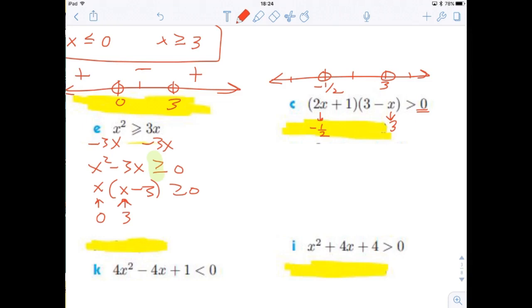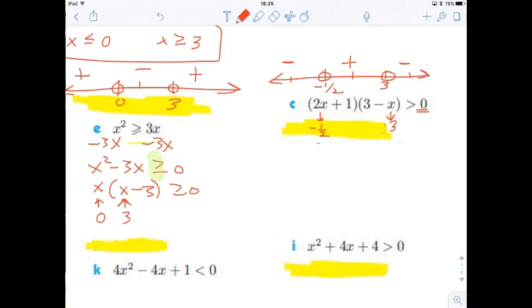So we'll put in a big negative number like negative 100. That'll give us a big negative number times a big positive number because it's minus x. So we'll have a negative number times a positive number. That's a negative, so this part will be negative. Then if we put in 0, which is between negative 1/2 and 3, we would get 1 times 3, which is a positive number. And then the right interval, if we put in a big positive number, we would get a big positive number times a big negative number, and that would be negative.